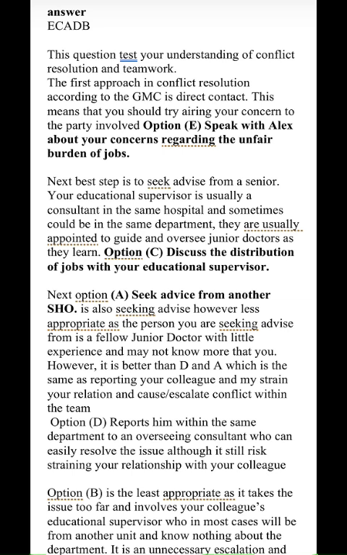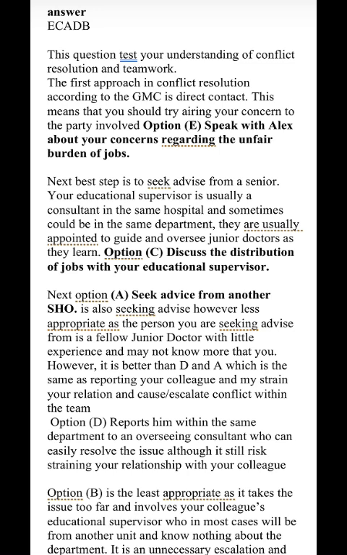The next best answer is option C, discuss the distribution of jobs with your educational supervisor. Your educational supervisor is usually a consultant in the same hospital and sometimes could be in the same department. They are usually appointed to guide and oversee junior doctors as they learn. In this case, you seek his help because he has been appointed to guide you and to oversee you during your training.